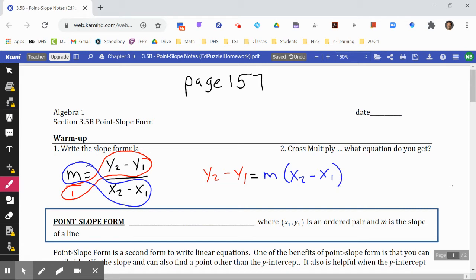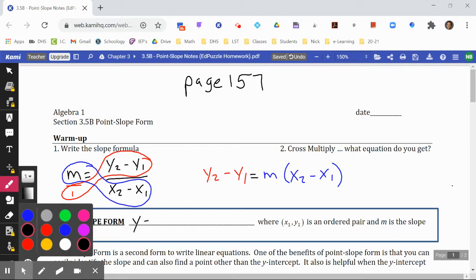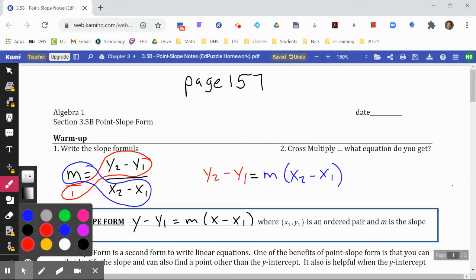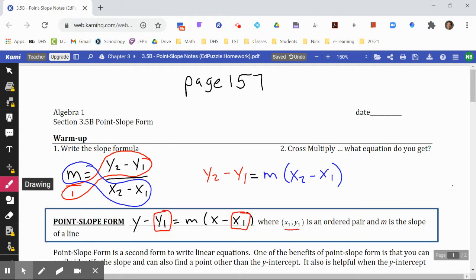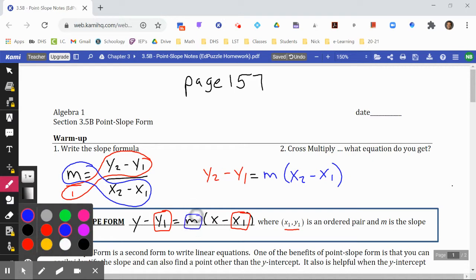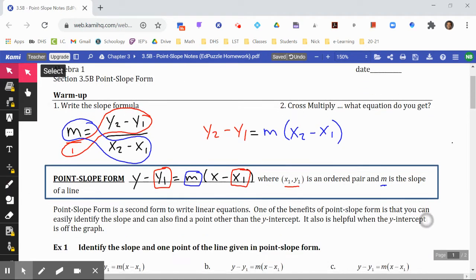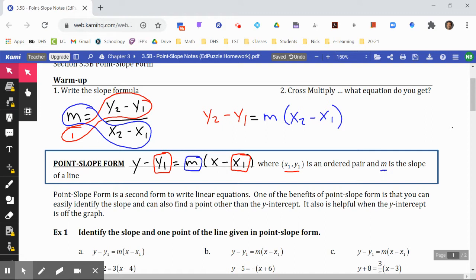All right, if this looks familiar to you, great. This is our point slope form. Our formal way we're going to write point slope form is y minus y1 equals m times x minus x1, where my x1 comma y1 is an ordered pair. So my x1 comma y1 is that ordered pair, and my m, of course, is for the slope. We know that m was from our slope intercept form. All right, so point slope form is going to be our second form of a linear equation that we're going to talk about.